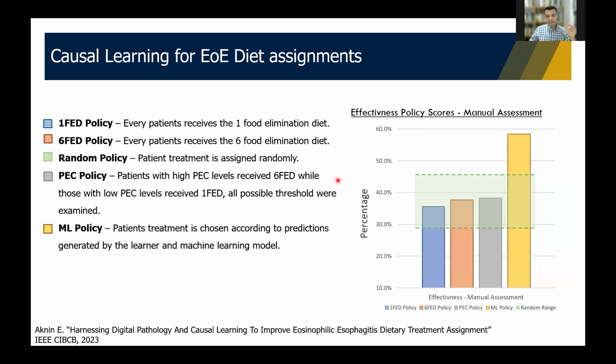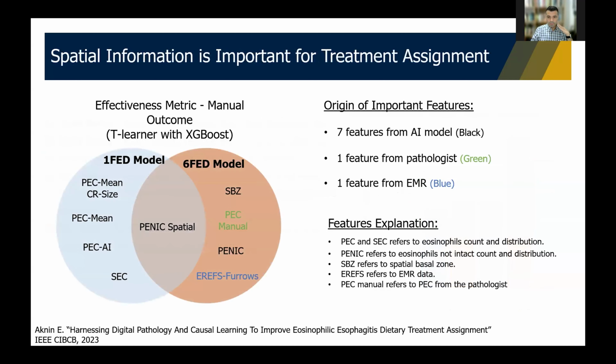Now, at first glance, 60% looks like a low number, right? After all the 90% I showed you before. But you have to remember that 60% is almost double what you get by giving 1-fed or 6-fed just by random, or just by giving this or this. So this is a great example of how AI can really improve the food elimination assignment based on the features I showed you before.